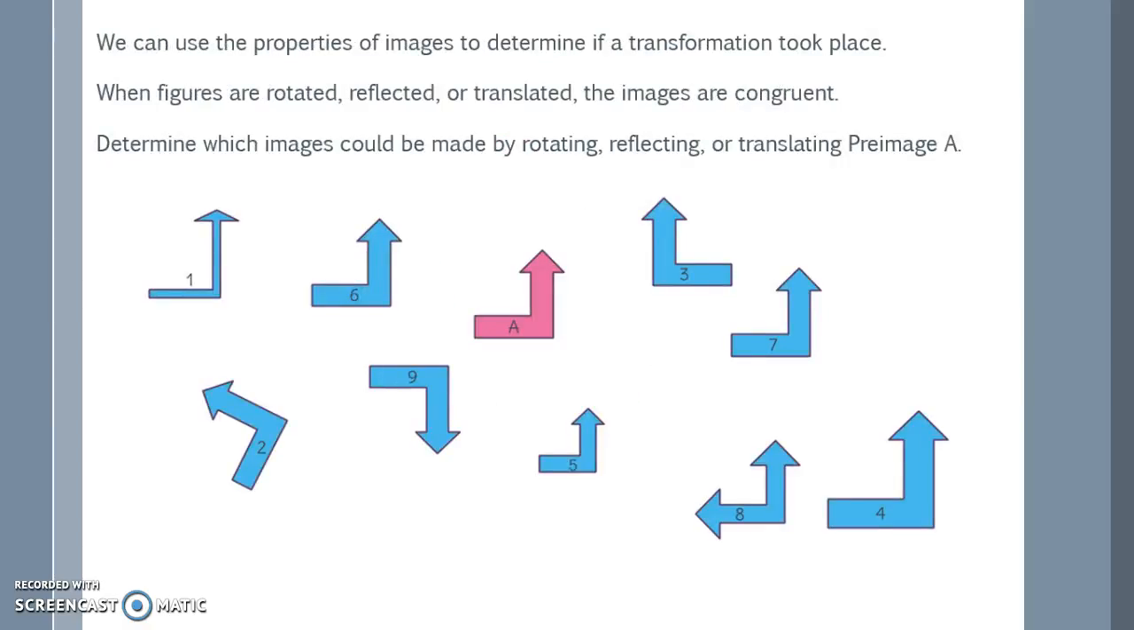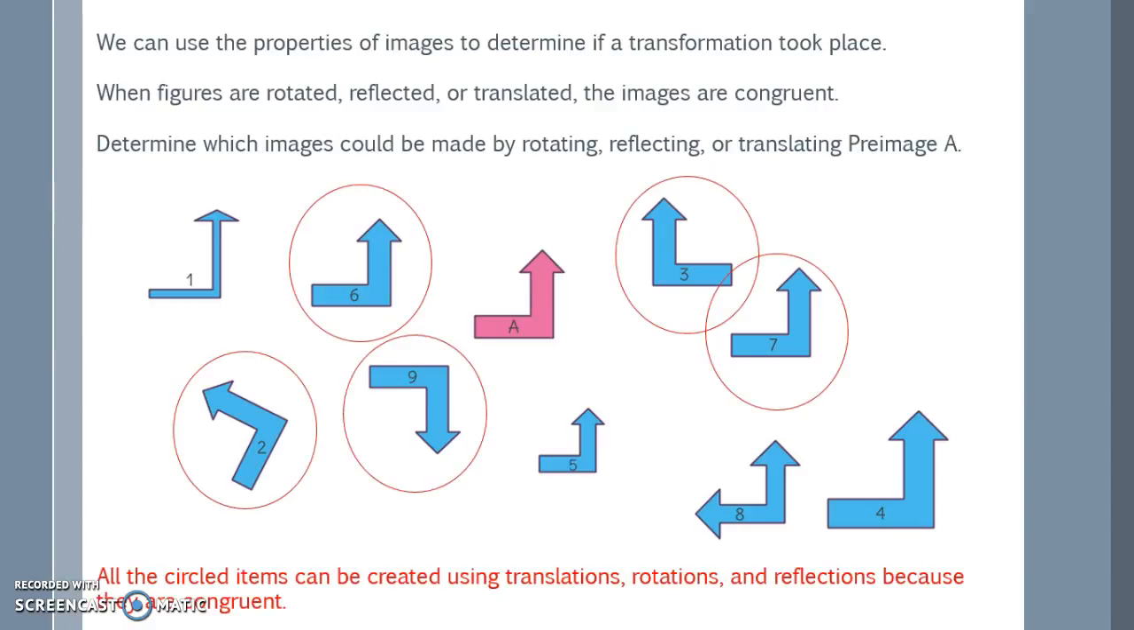When figures are rotated, reflected, or translated, the images are congruent. Determine which images could be made by rotating, reflecting, or translating pre-image A. Pause the video and circle all those you think are correct. All the circled items can be created using translations, rotations, and reflections. They are congruent.